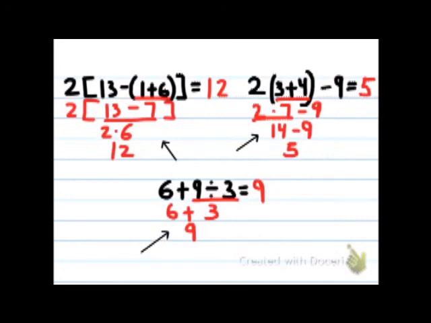For this problem, since it doesn't have any parentheses or exponents, you skip that, and it also doesn't have multiplication, so you go to division. So you get 6 plus 3, and then your answer is 9. As easy as this problem looks, people tend to get the answer wrong because they add 6 plus 9 first instead of dividing 9 by 3. Always remember to follow your order of operations, and then you should be fine.